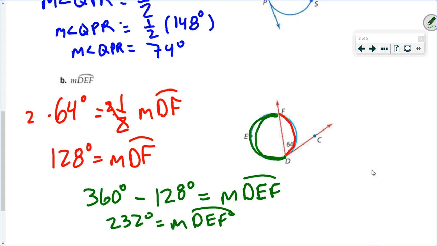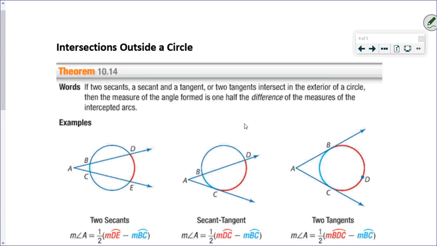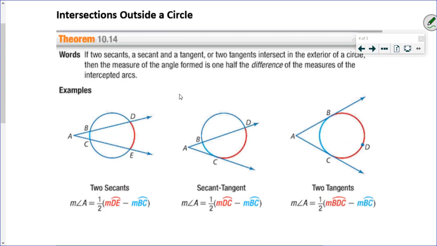The last example we wanted to talk about was when they intersect outside a circle. And it's going to be dependent on what case we have here. So theorem 10.14: if two secants, a secant and a tangent, or two tangents intersect in the exterior of a circle, 3 cases, right, then the measure of the angle formed is 1/2 the difference, subtraction, of the measures of the intercepted arcs. So here we've got angle A. If we're looking for angle A that intersects outside of the circle, that is 1/2 the difference of the intercepted arcs. So DE minus BC.